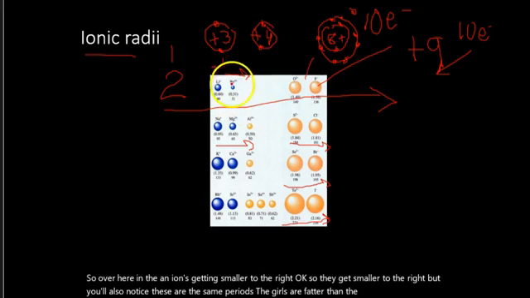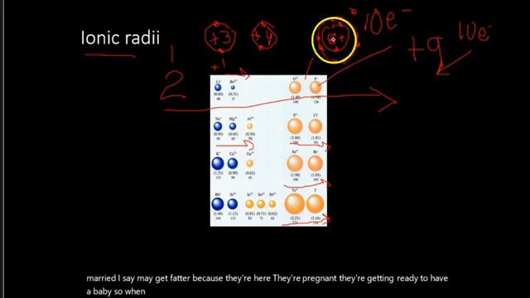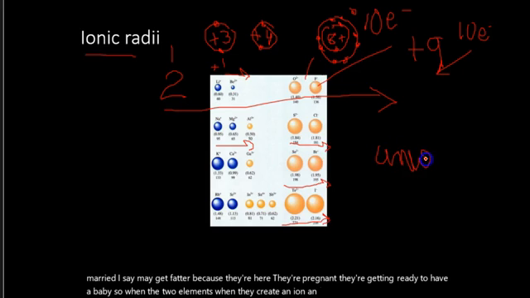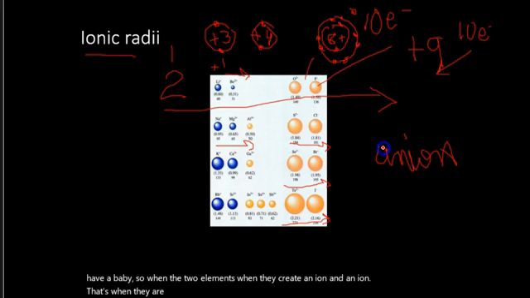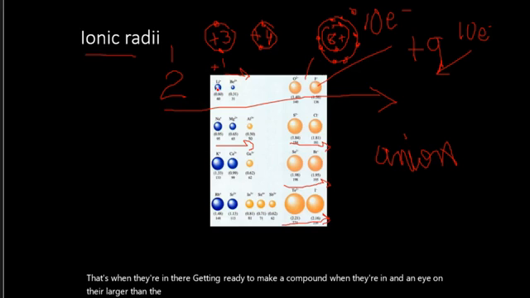So when girls get married, I say they get fatter because they're pregnant, they're getting ready to have a baby. So when two elements create an ion, an anion, that's when they're getting ready to make a compound. When they're in an anion, they're larger than the elements that are cations.